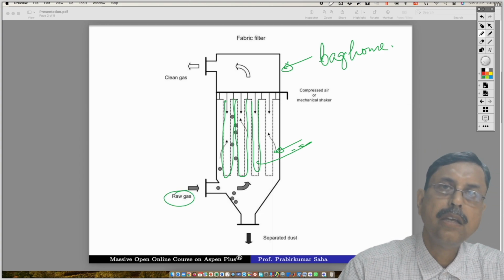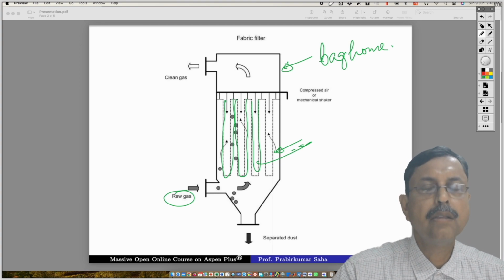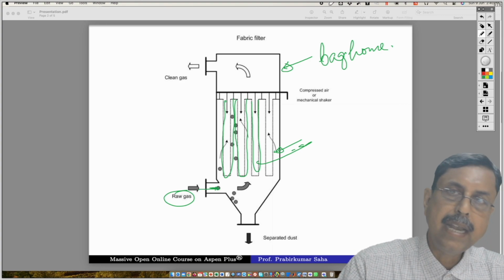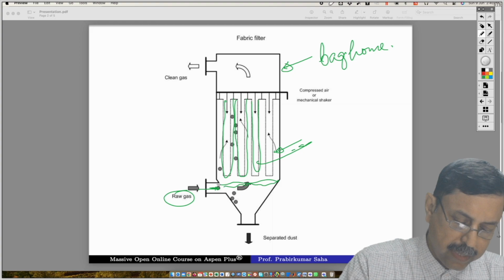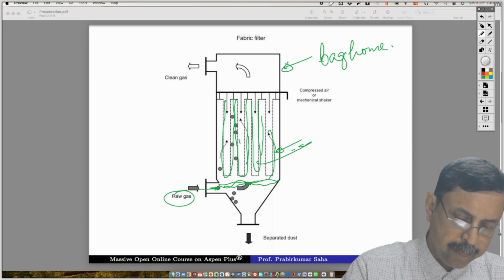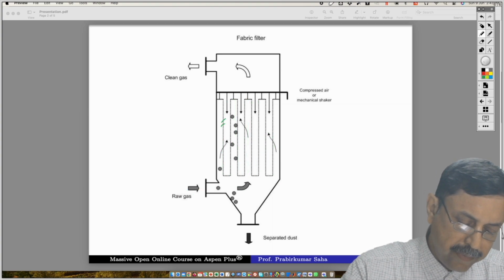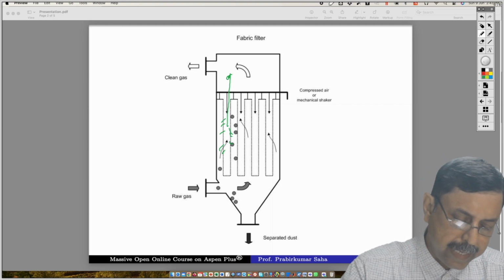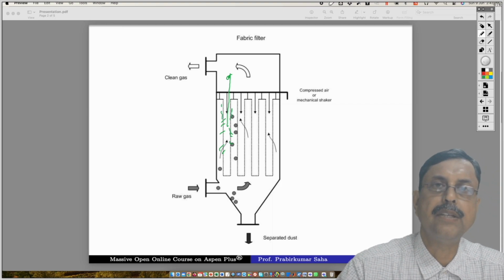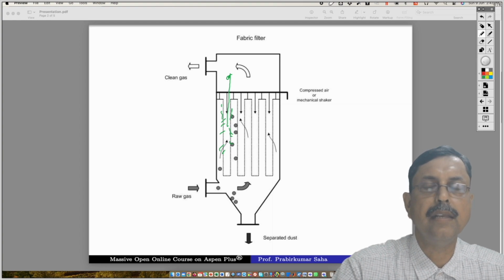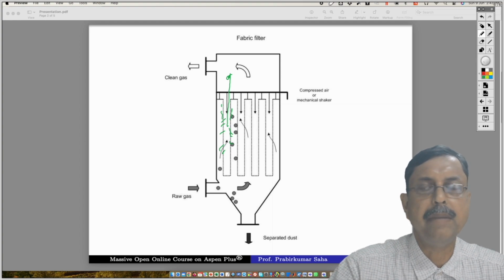The raw gas, which contains the suspended solid materials, enters through this particular feed line and gets distributed over this region, and goes upwards in this fashion. The gaseous component infiltrates through the perforations and reaches the other side of the bag material, whereas the dust particles get arrested on the surface and eventually form a cake on the surface of the bag material, or on the fabric of the bag material.